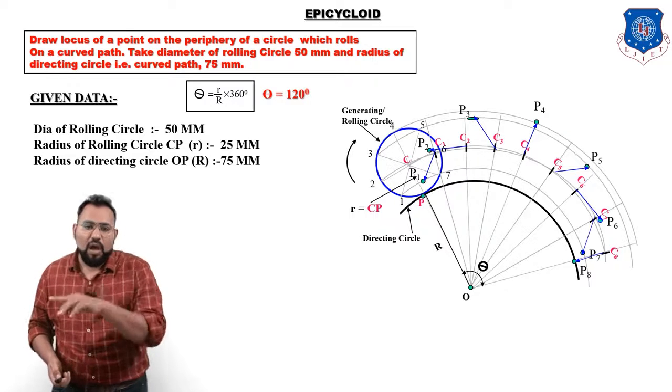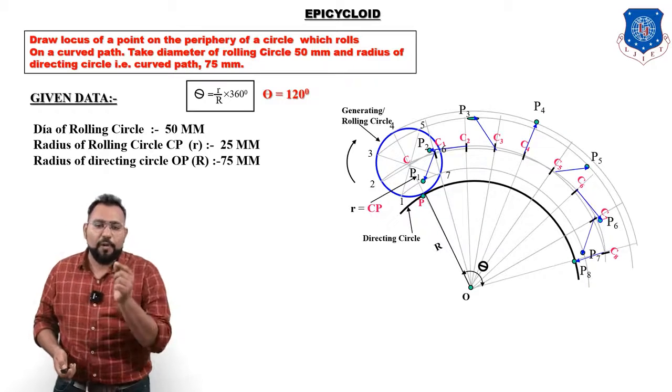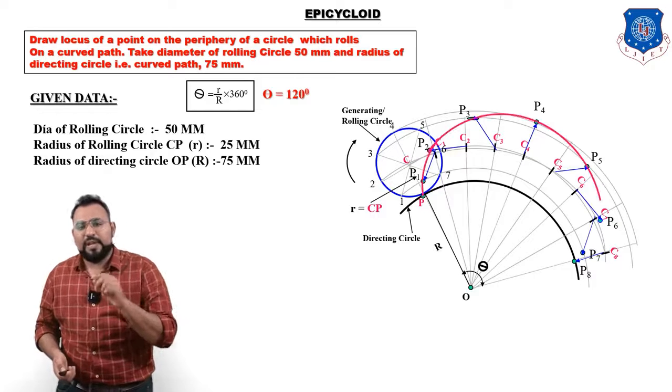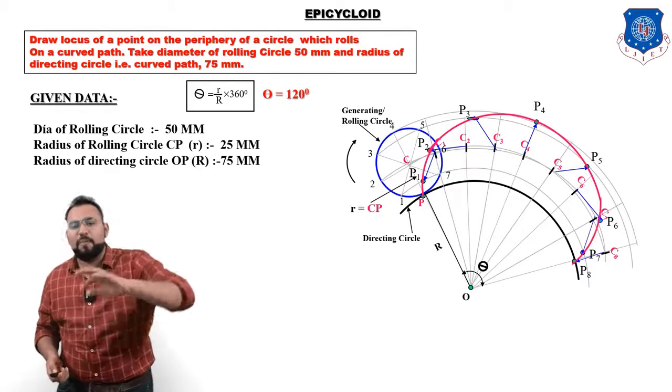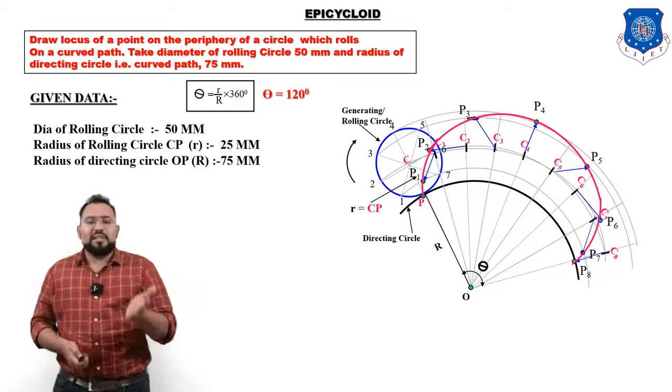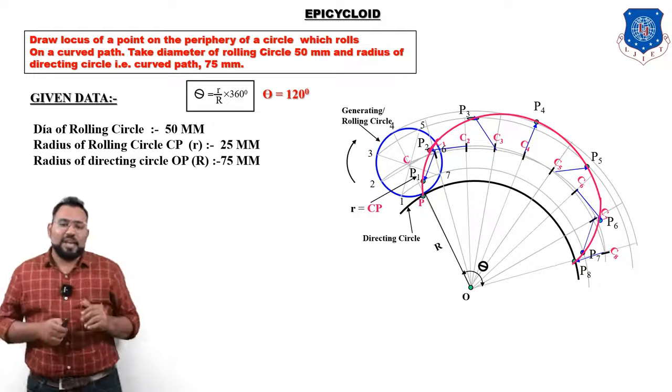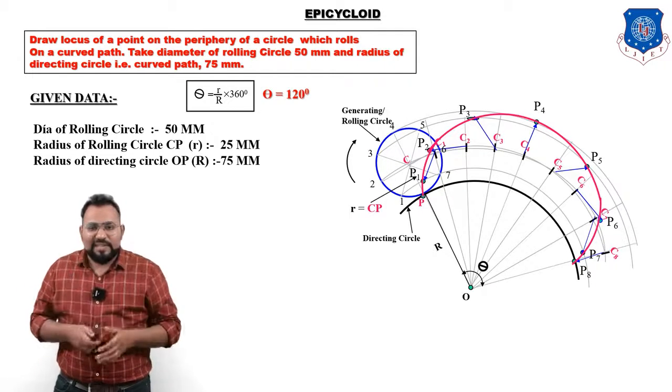And now draw a curve which passes through all the points, from P1 to P2, P2 to P3, P4, P5, P6, P7 and up to P8. So you can see this curve. This curve is nothing but an epicycloid. So I hope you can understand this example.